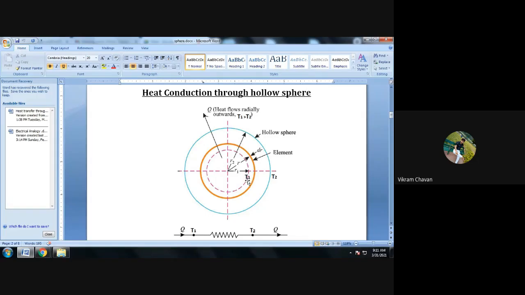Now the internal surface is maintained at temperature T1 and the external surface is maintained at temperature T2. Heat is flowing from the inner surface to the outer surface, because we are considering that T1, the internal surface temperature, is greater than T2. So heat is flowing radially outward, because we are considering one-dimensional heat flow only. That is the direction of heat flow shown: Q, heat flow radially outward.